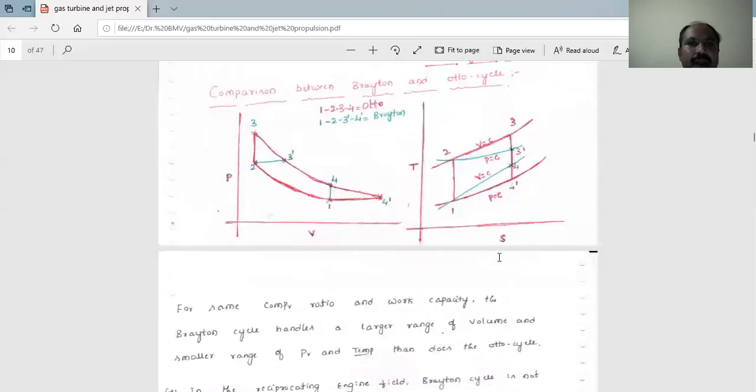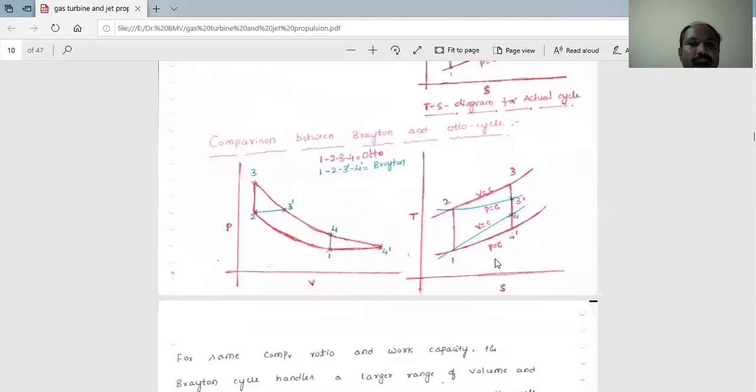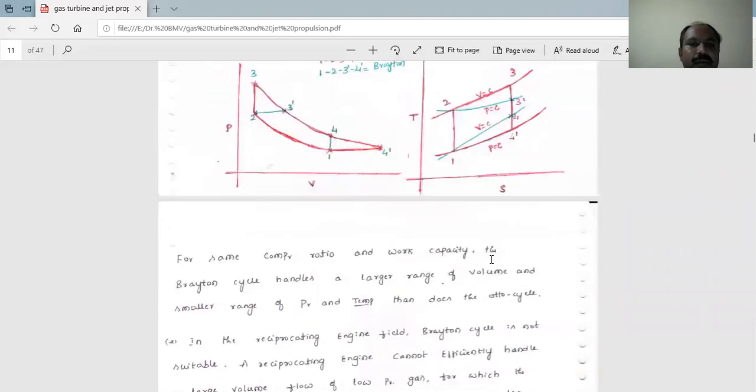Then the comparison. What are the differences existing between the Brayton and Otto cycle? For the same compression ratio and work capacity, the Brayton cycle handles a larger volume and a smaller range of pressure and temperature than the Otto cycle.